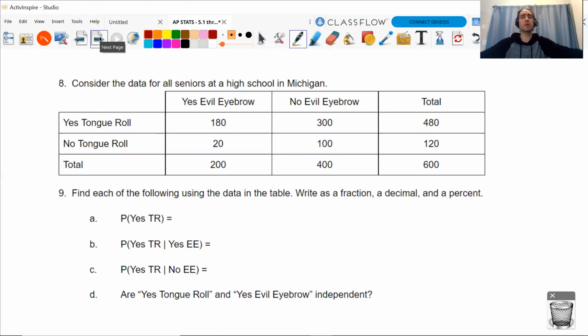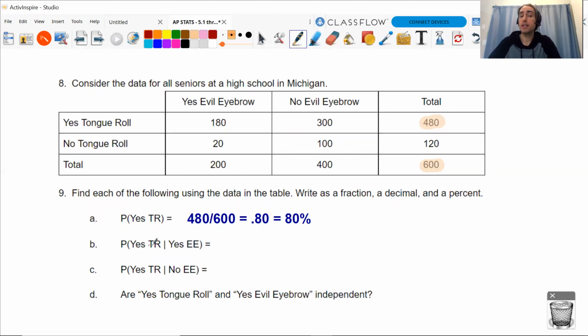So let's look at some data from a high school in Michigan. I'm from Michigan, yay. We have a breakdown of 600 seniors at the school. Here are the ones that can do the evil eyebrow, no evil eyebrow, tongue roll, no tongue roll, and all the totals. Let's find each of the probabilities. You can pause the video and try them on your own. Probability of a tongue roll, that's going to be 480 out of 600, so that's 80%.